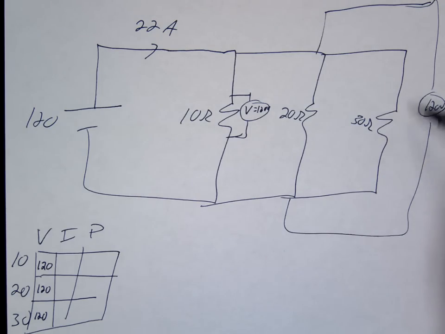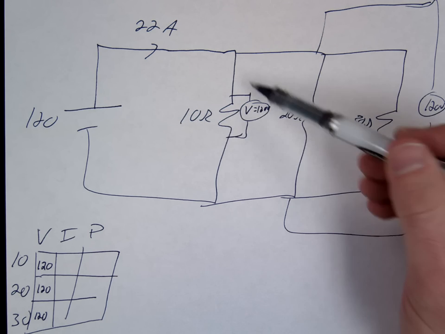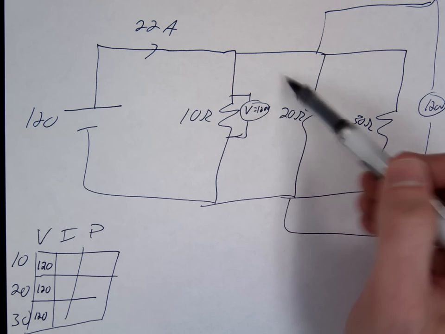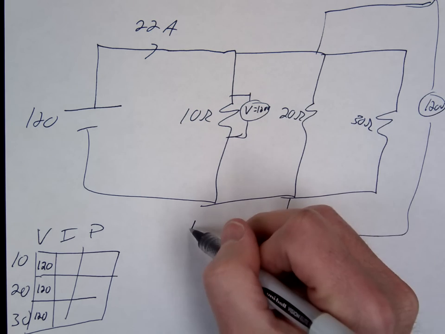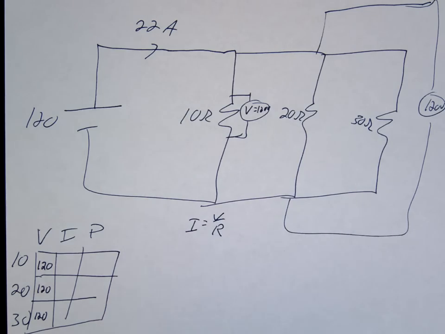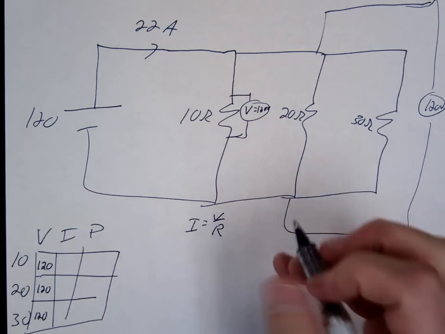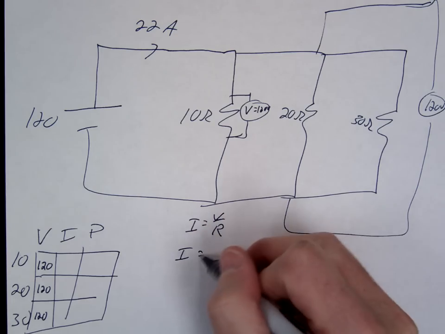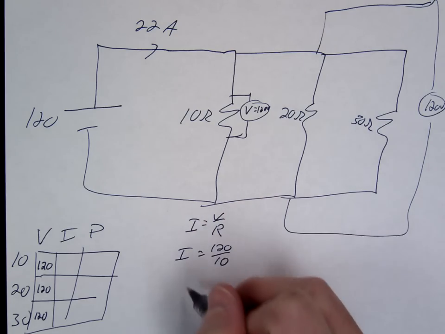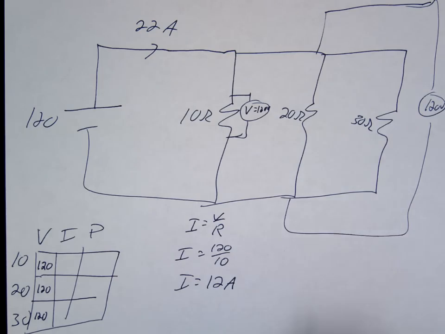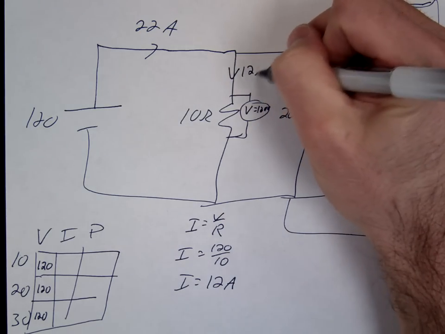So how are we going to figure out how much goes down, say, the first branch? We know the resistance, we know the voltage. How do we find the current? I equals V over R. So what we're going to do is use I equals V over R for each individual branch. So the first one is 120 over 10, which gives us 12. That means there's 12 amps going through that first branch.